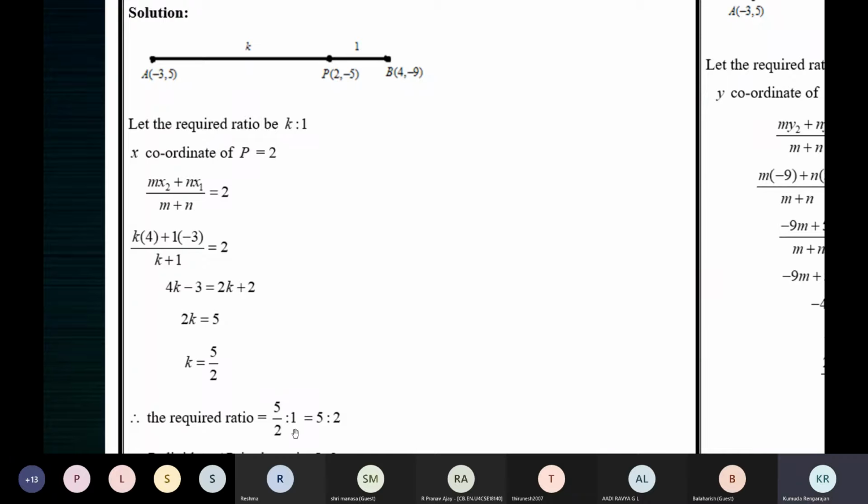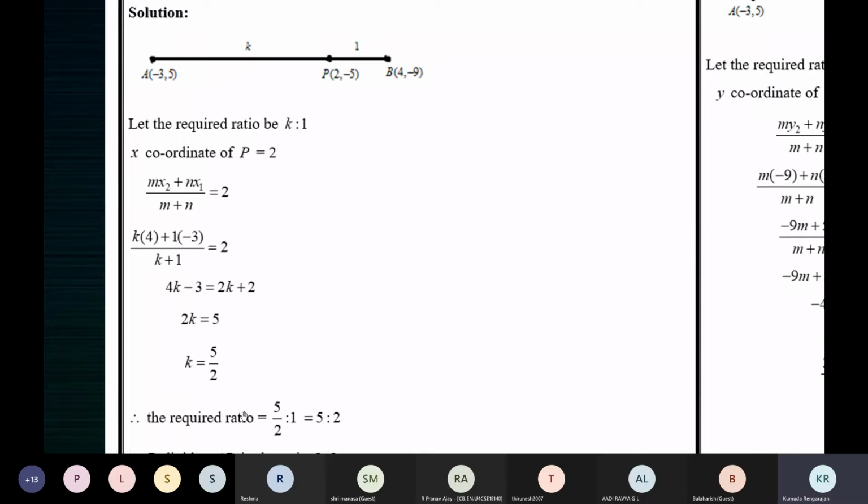Now, as we understood in the last class, we were talking about equivalent fractions. When you have 3 by 4, you can multiply the numerator by 2 and the denominator by 2. 3 into 2 is 6, 4 into 2 is 8. So 3 by 4 is the same as 6 by 8.